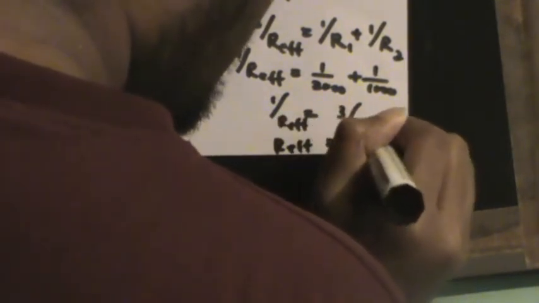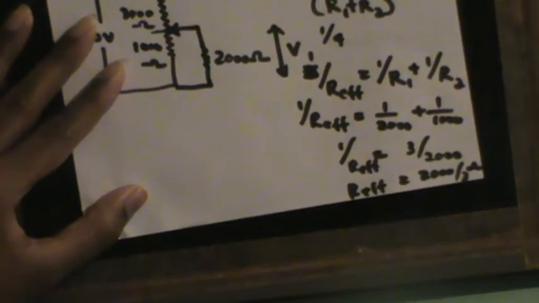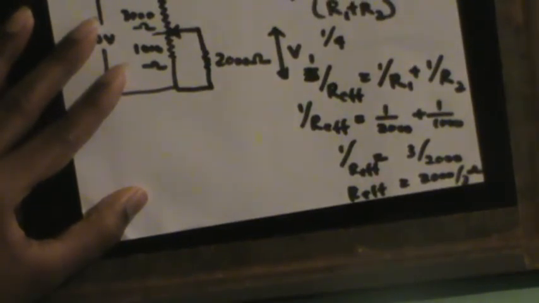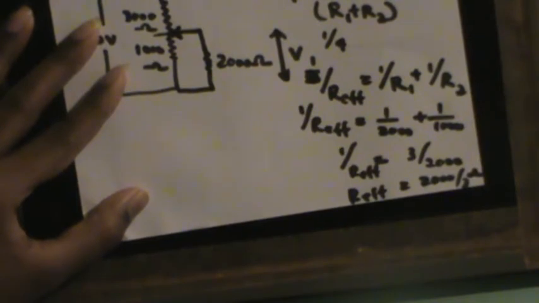So 1 upon R effective is equal to 1 upon 2000 plus 1 upon 1000. So the total will be 3 upon 2000, so R effective will be 2000 by 3 ohms, right? 2000 by 3. So we have been asked what is the voltage across this, when it is halfway and when it is 1/4.